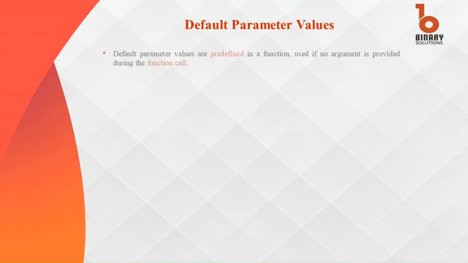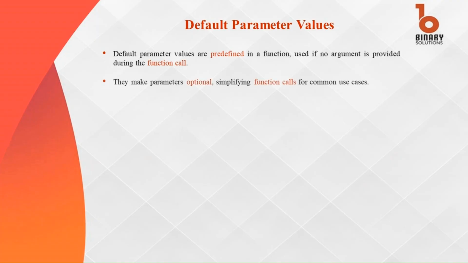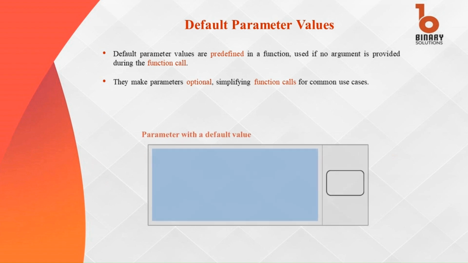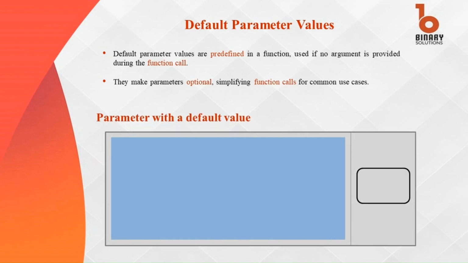Default parameter values are preset within a function and are automatically used when no corresponding argument is provided during the function call. These defaults make certain parameters optional, streamlining function calls for typical scenarios and reducing the need to specify values repeatedly. This program demonstrates default parameter values using the print date function, which formats a date based on the style parameter. With a default value of 0, the style parameter defaults to the American format, month, day, year, if not explicitly provided during the function call.